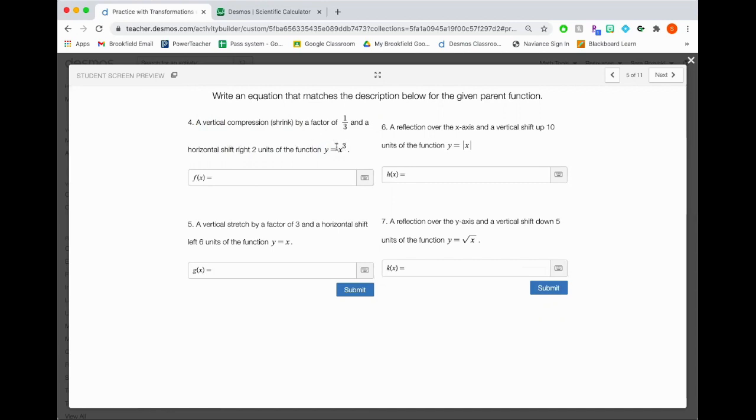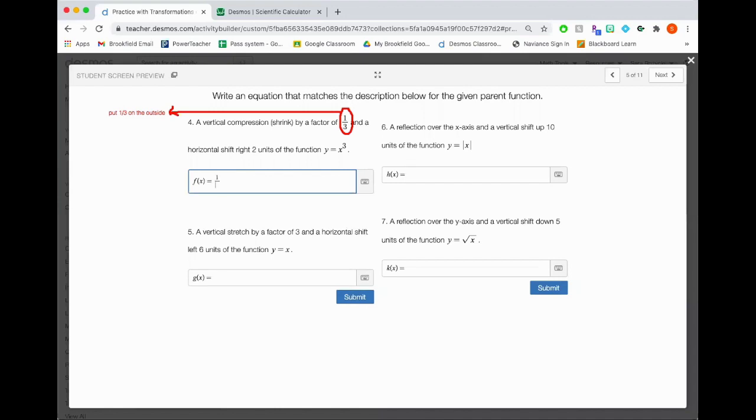So here they're telling me my parent function is y equals x to the third, or the cubic. And they're going to take that function and do a vertical compression by a factor of 1/3. That means put 1/3 on the outside. So out front. So that's exactly what I'm going to do. The first thing I'm going to type is 1/3. f of x equals 1/3.